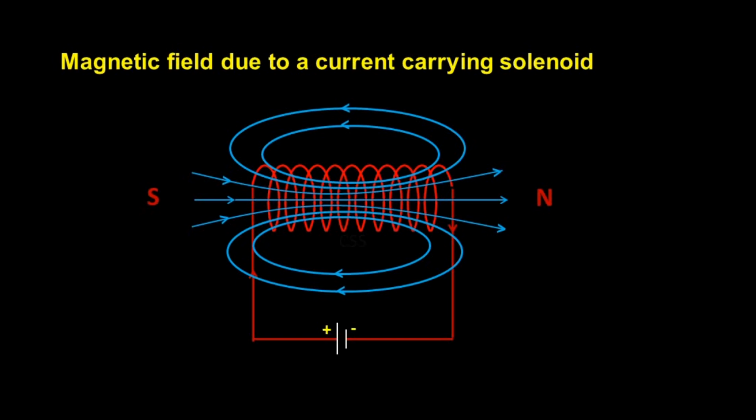So it acts like a bar magnet. It shows similar properties like the bar magnet, that is, it has south and north pole. It produces magnetic lines around the magnet. So when current passes through the solenoid, it produces magnetic field.